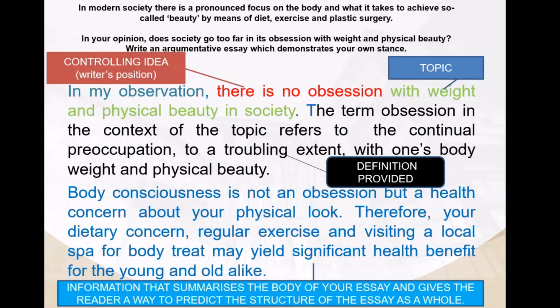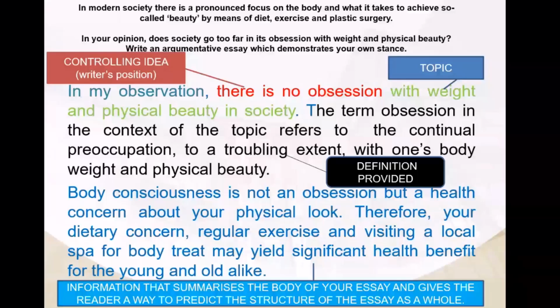Therefore, your dietary concern, regular exercise, and visiting a local spa for body treatment may yield significant health benefits for the young and old alike. Now, here, written in blue, the information that the student gives summarizes the body of the essay. In other words, he gives the reader a way to predict the structure of the essay. He gives the ideas which he will develop in the body of the essay. In other words, his argument will rest upon the following claims.